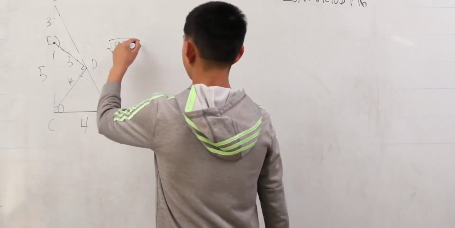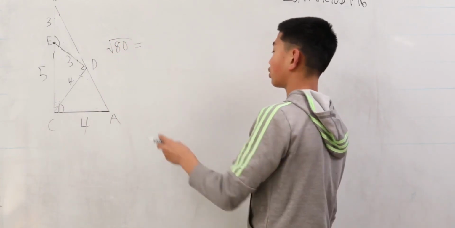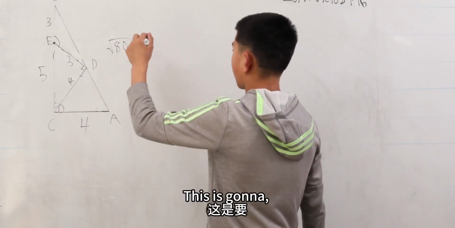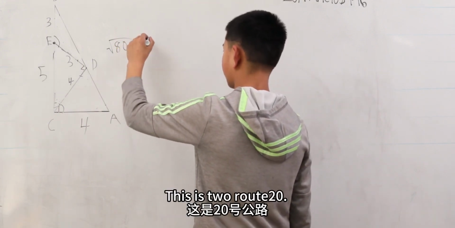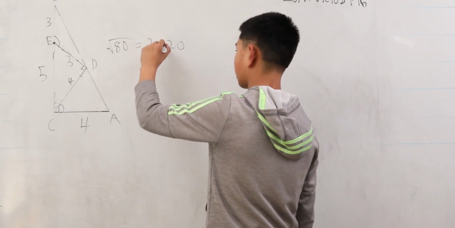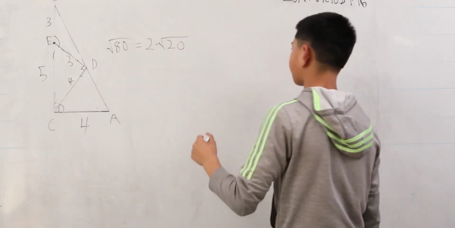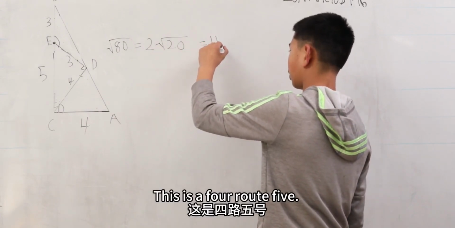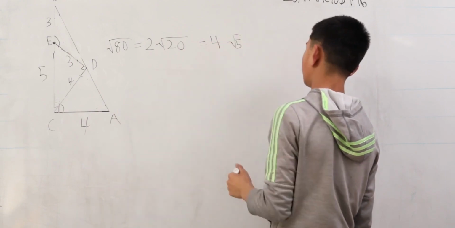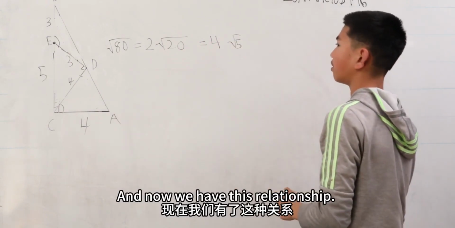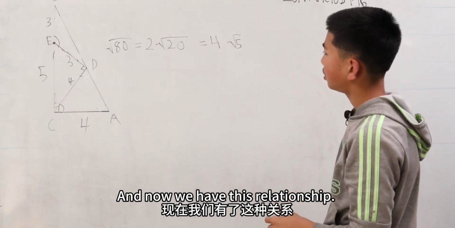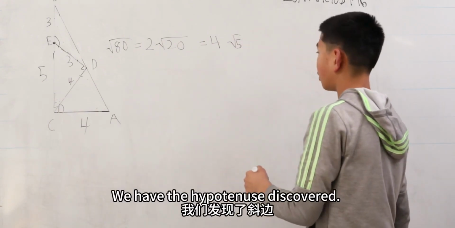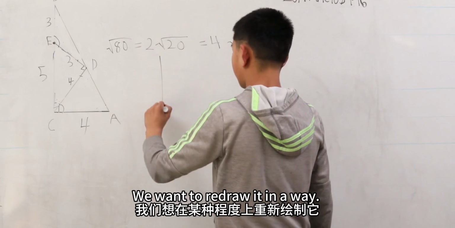We want to break it up. I just like to break up the small squares first. In this case, we see that a 4 can be taken out, so this is 2 root 20. And then another 4 can be taken out. This is 4 root 5. And now we have this relationship. Yeah, this is true, 4 root 5. That's pretty cool. We have the hypotenuse discovered. Now we want to redraw it in a way.